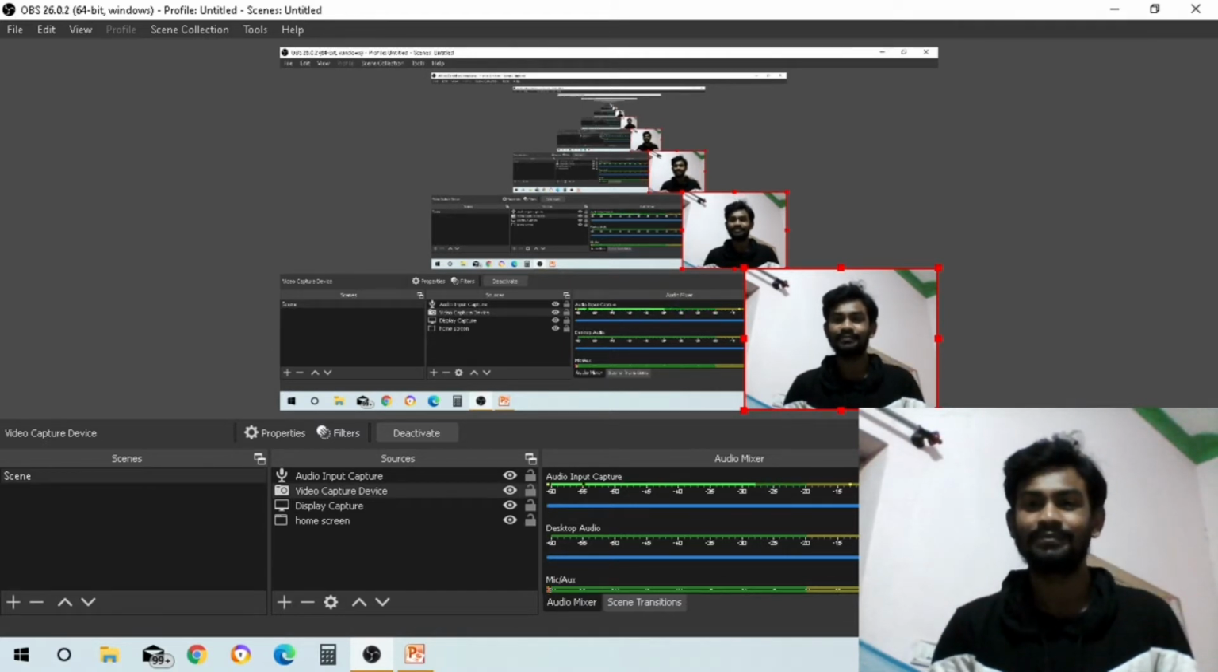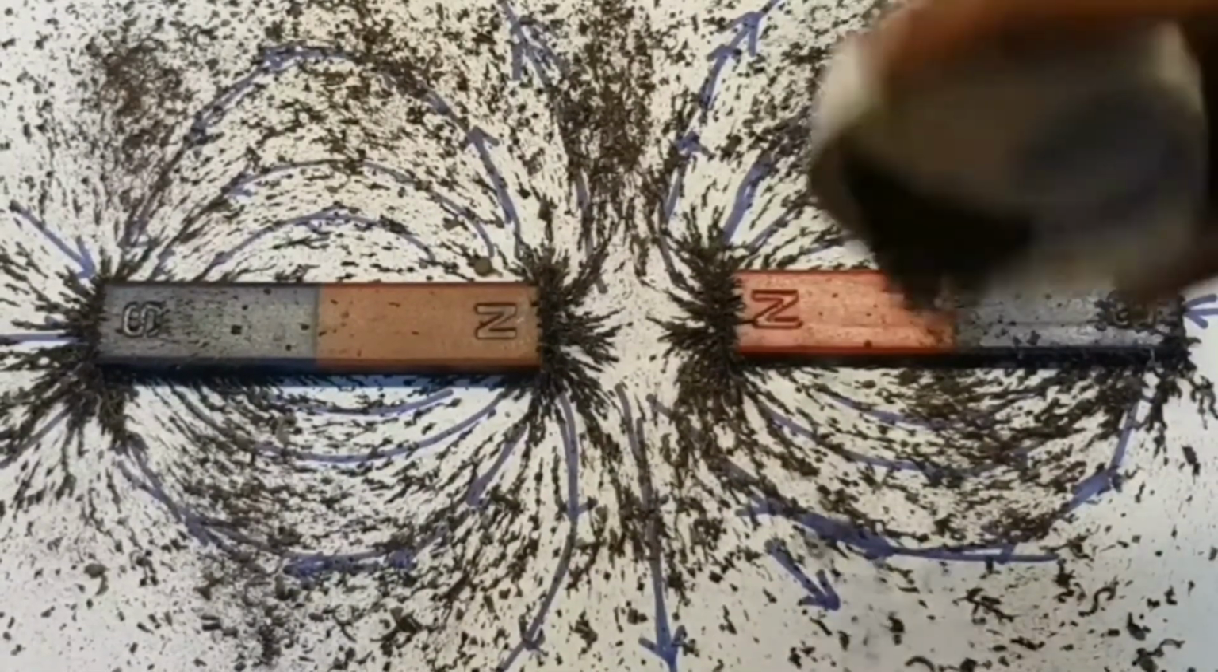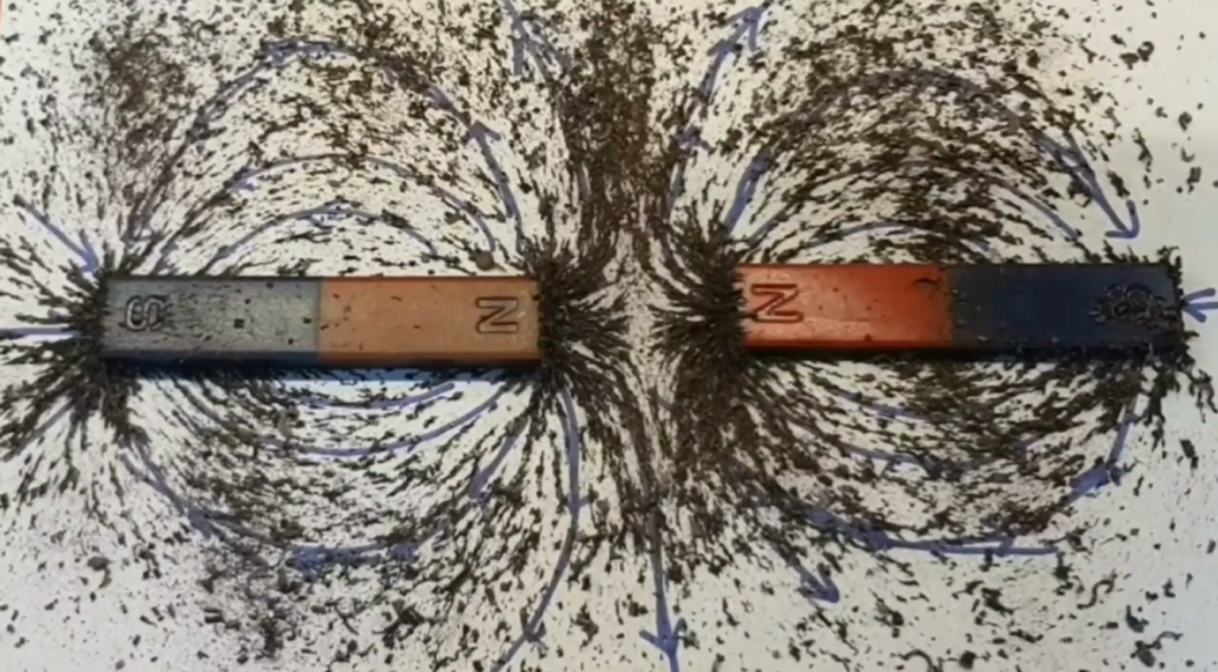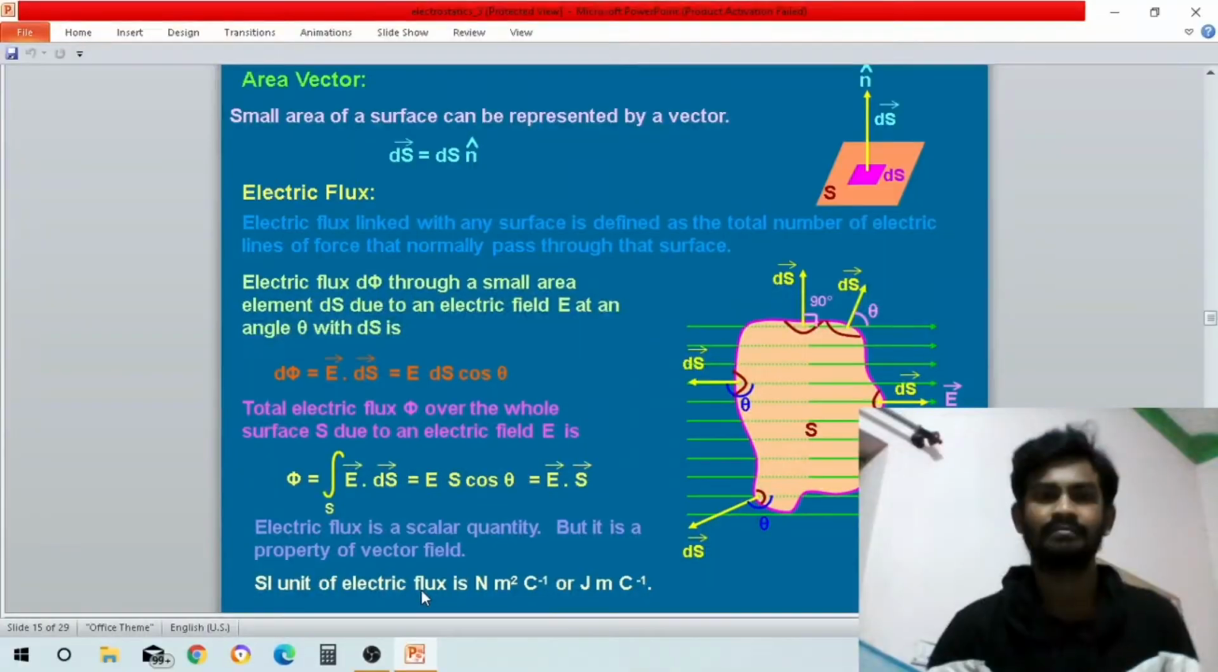Today we are going to start a new topic. Before starting that topic, I want to show you a video. When iron pieces are poured near two bar magnets, you can see the iron pieces arranged in curved lines called lines of force.